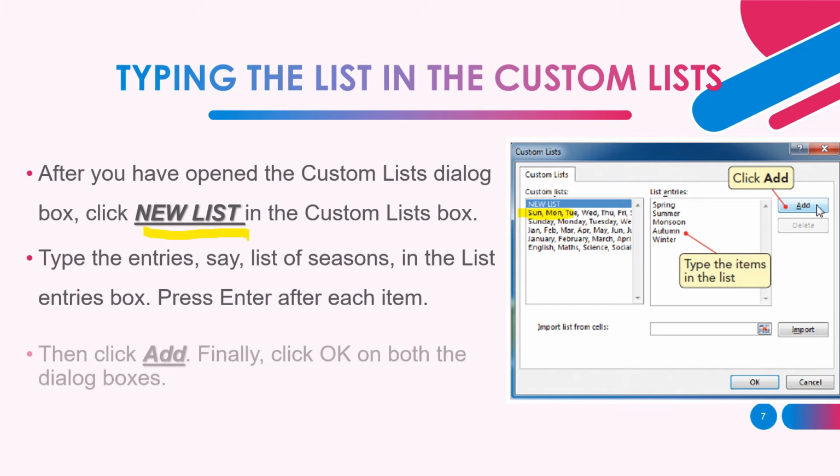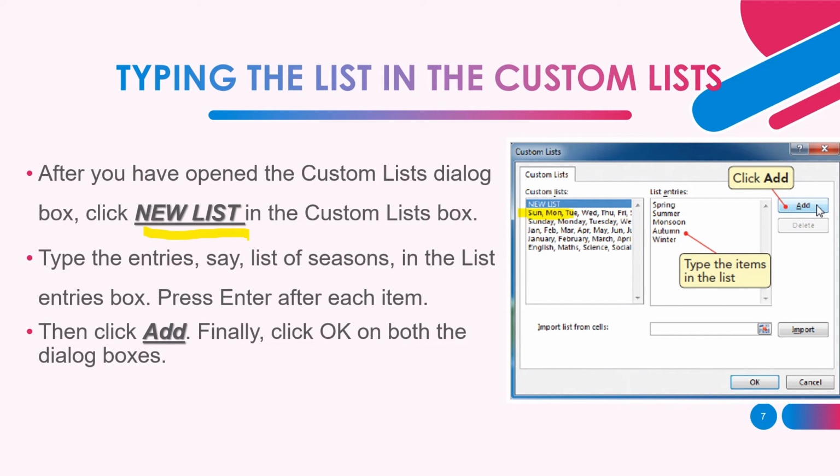The next step, you have to click add. Finally, click OK on both dialog boxes. So now you have to click add. The list of entries will get added to the custom list now, and you can click OK.